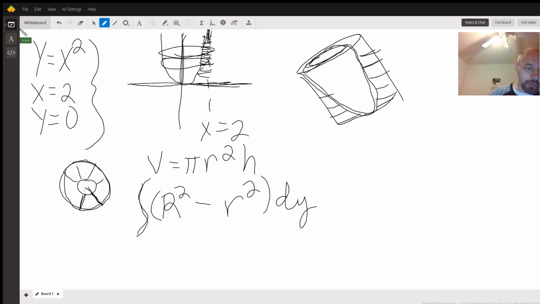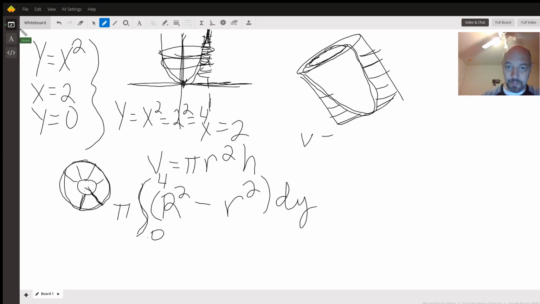We multiply that by pi, and then we need to find out where it goes from and to. Well, it goes from 0 and it goes to where x equals 2 touches y equals x squared. Where do they touch? Plug in 2 for x. y equals x squared equals 2 squared equals 4. So 0 to 4.